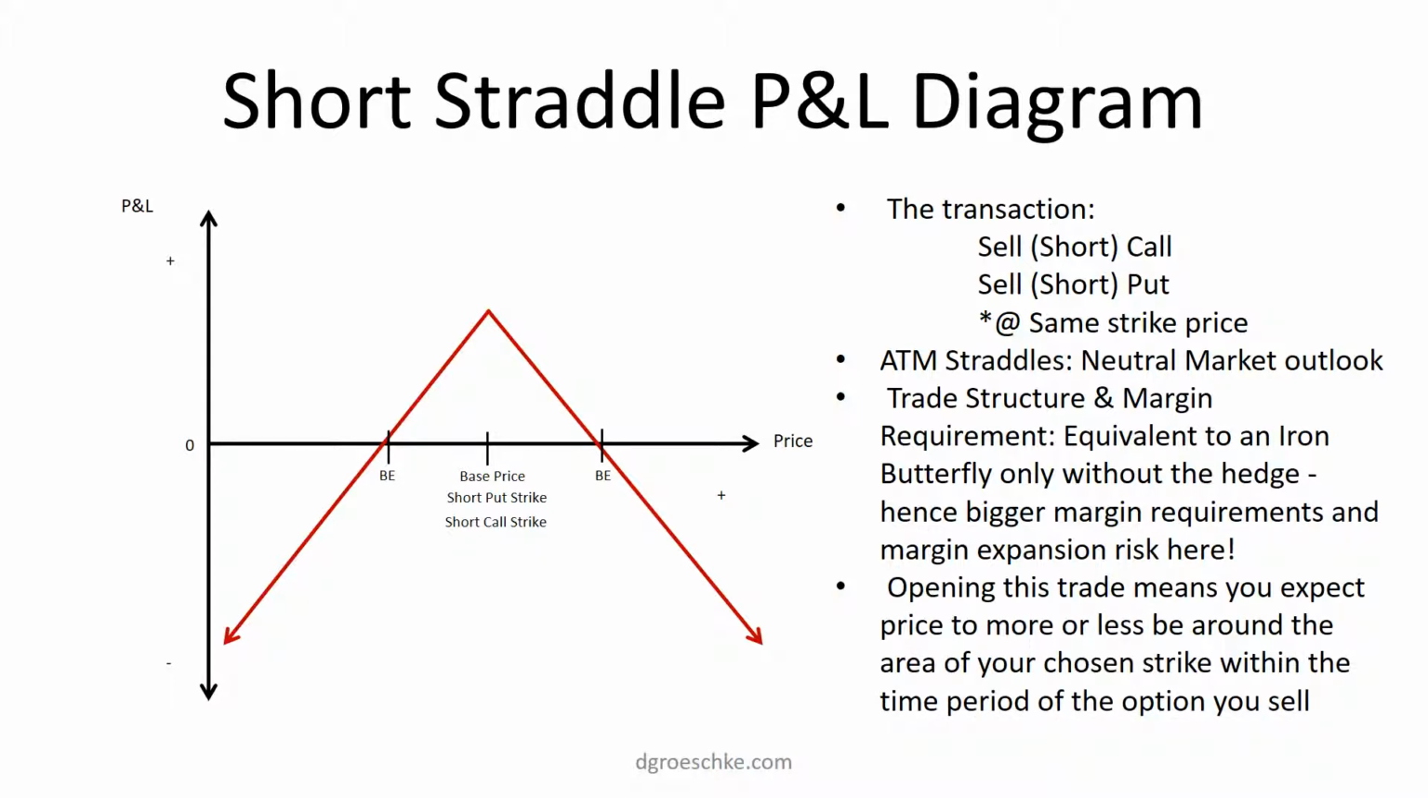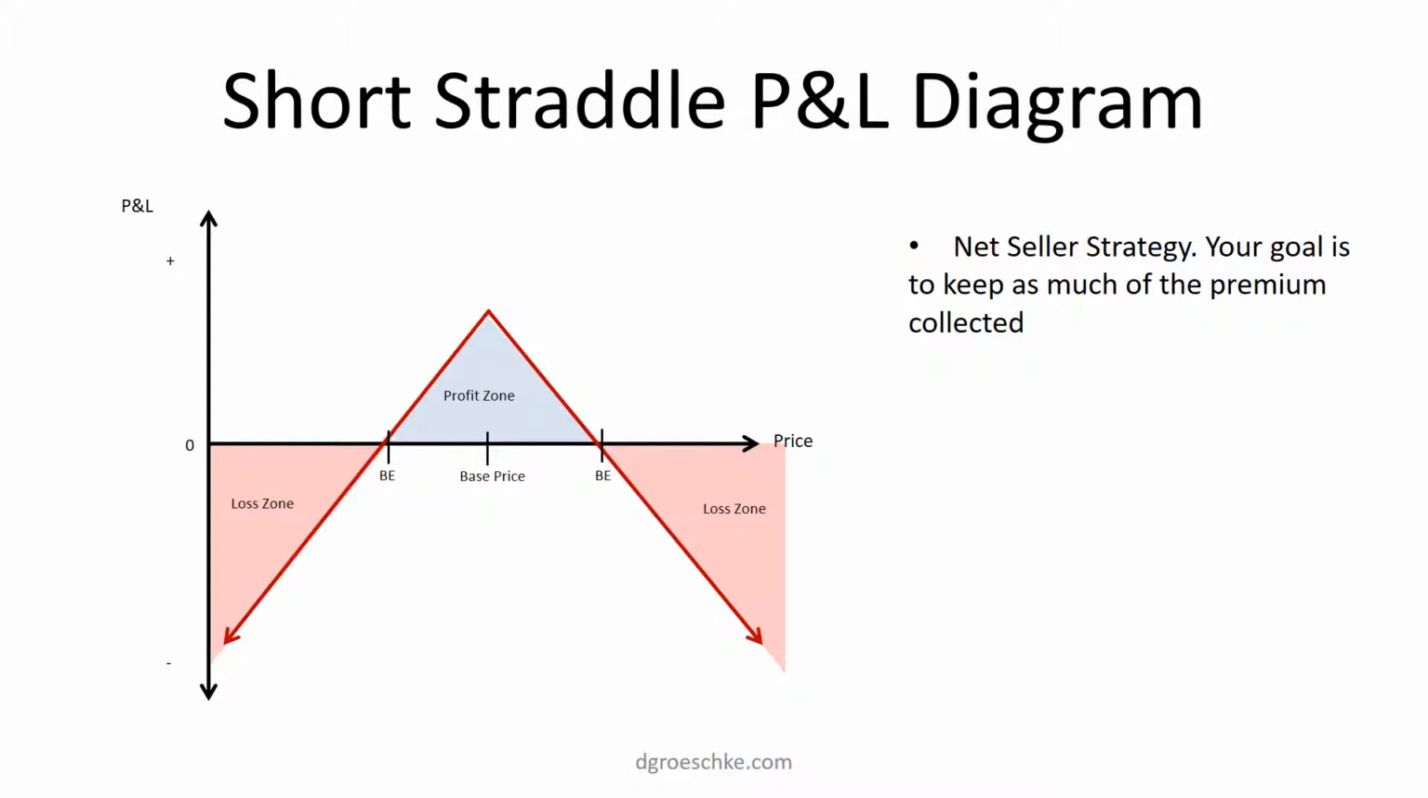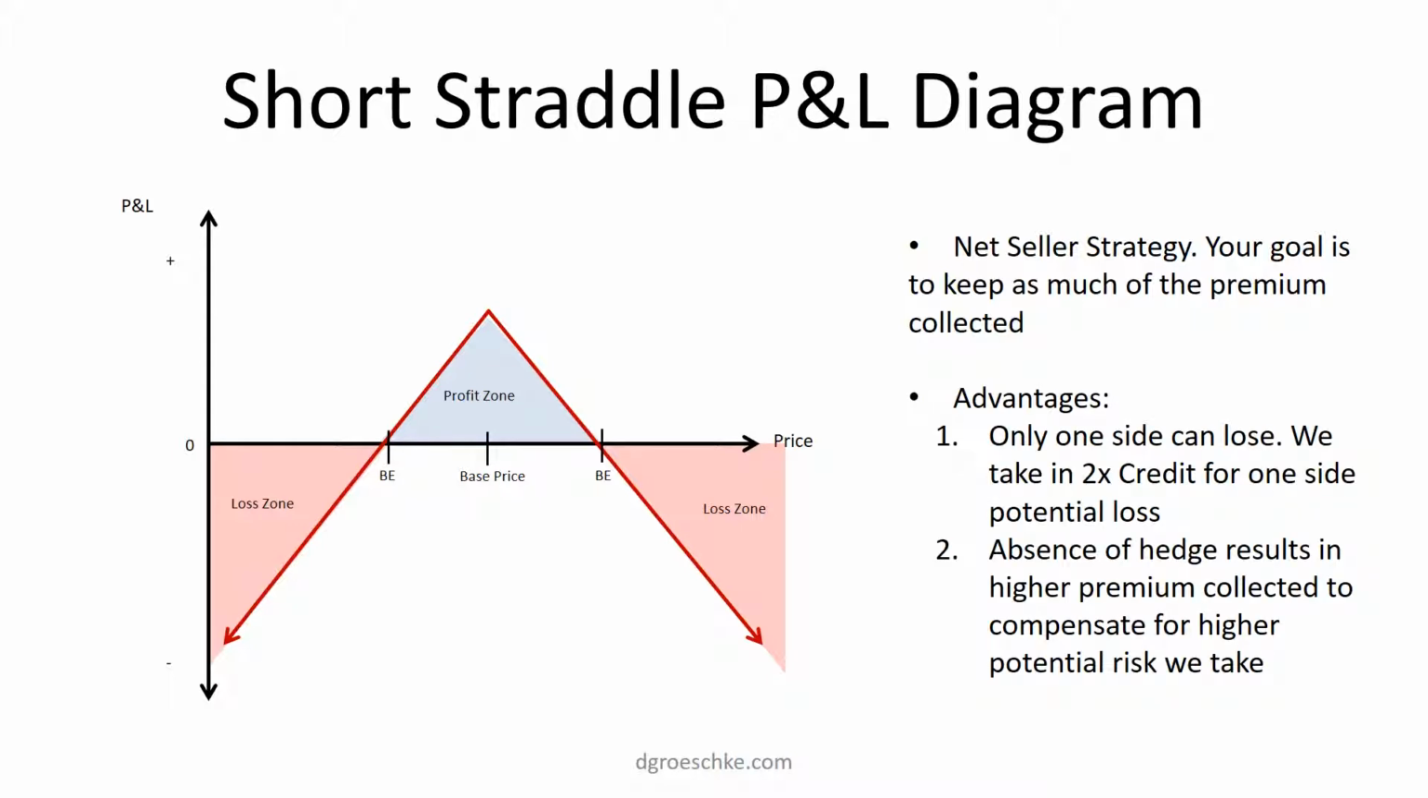Opening this trade means that you expect the price to more or less be around the area of your strike within the time period of the option you sell. Being a net seller strategy, your goal here is to keep as much of the premium initially collected, either by letting the sold options get cheaper through time decay or taking advantage of the excessive implied volatility priced in your sold option. Advantages to the strategy are the following.